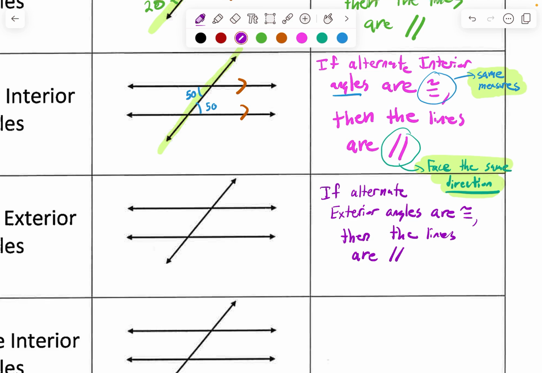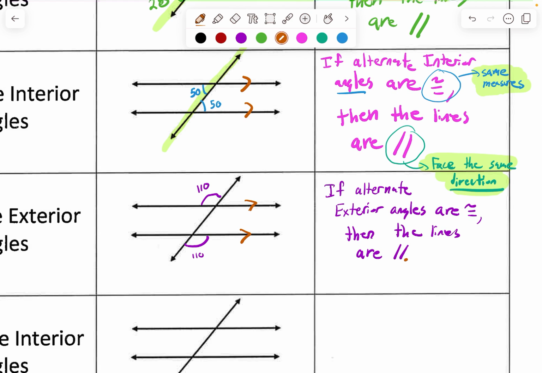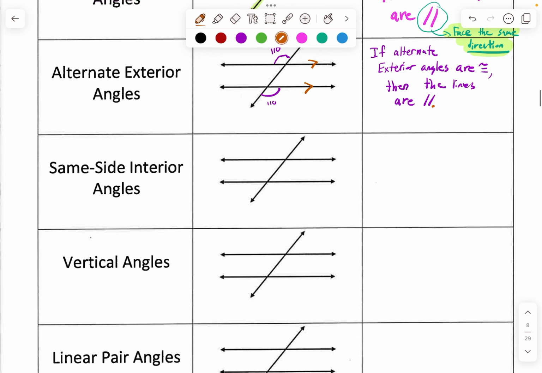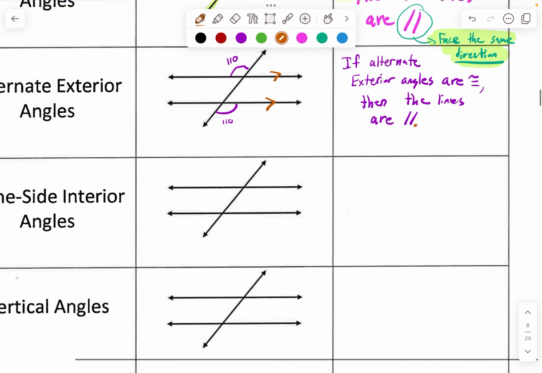So let's find them. Let's say there's a great one, there's a great one, here's 110. If this is 110, then you know these are parallel. Very important that I highlighted over there. Same side interior. This one is the one that's not going to be congruent.